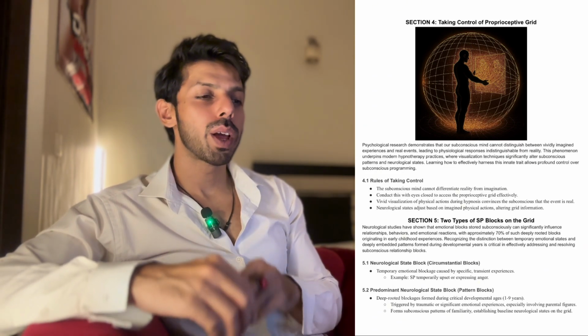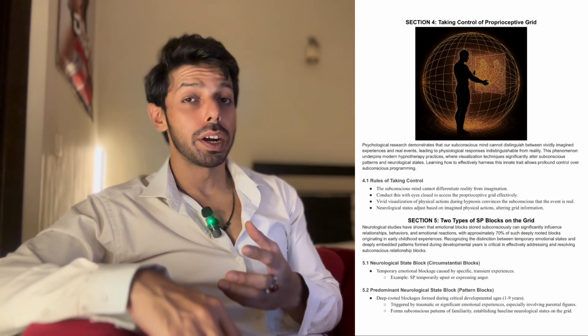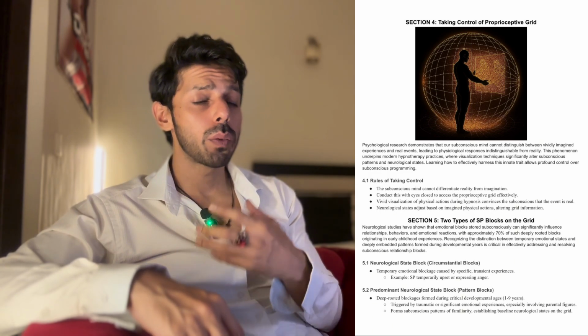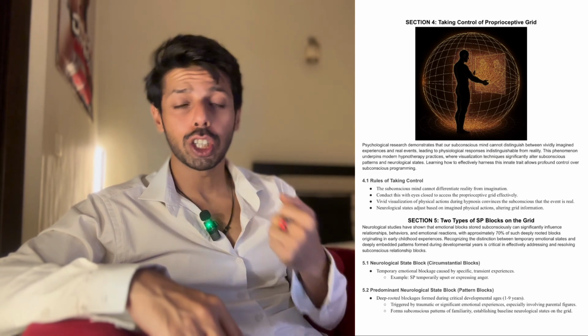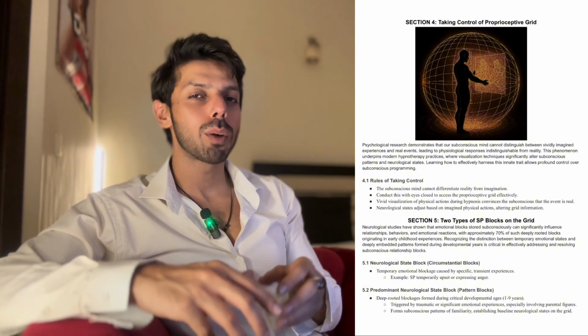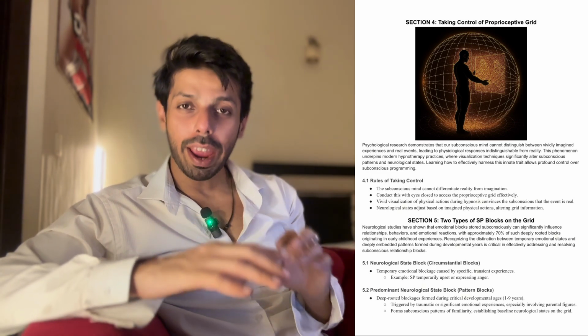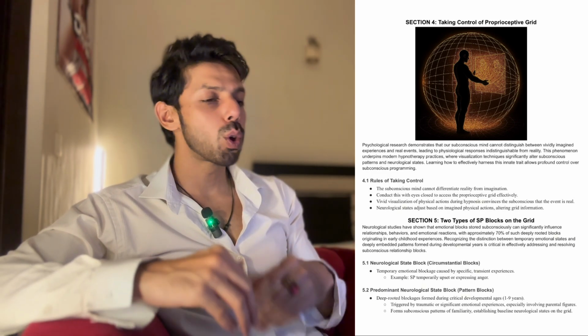Now, in section 4, we are getting to the point where we want to understand taking control of the proprioceptive grid. We are trying to understand how we can take control of our proprioceptive grid and our entire reality changes. This stuff is really magical. A lot of what I'm about to teach you, I actually learned from a lot of different occult practitioner books and research. So I have compiled it all together, and I'm trying to make it as simple as I can so you can understand it.